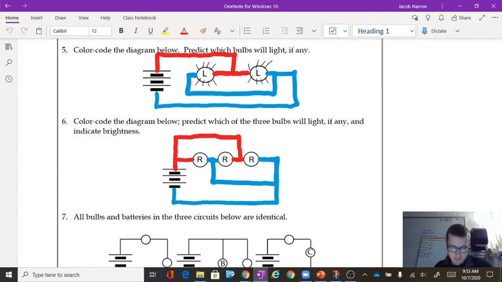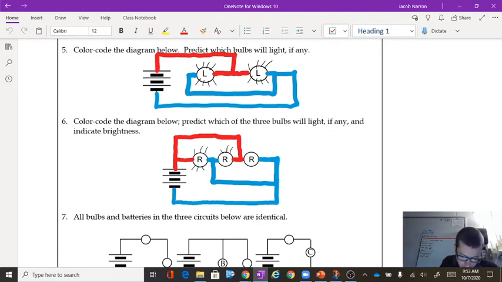But it's fine. They're doing that to try and confuse you. So which ones are going to light? All of them. Now, these are round bulbs. They're not as bright as long bulbs. And again, I didn't ask you to do that in this problem. But if I were comparing round to long, I would want these to be a little bit dimmer.